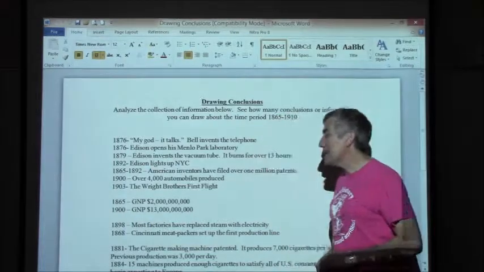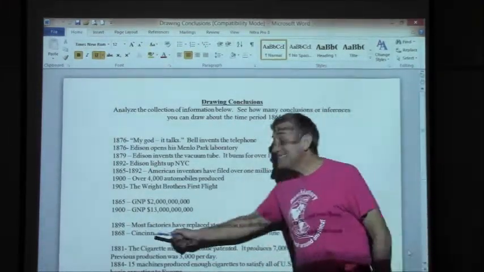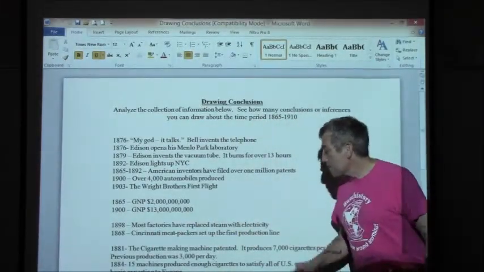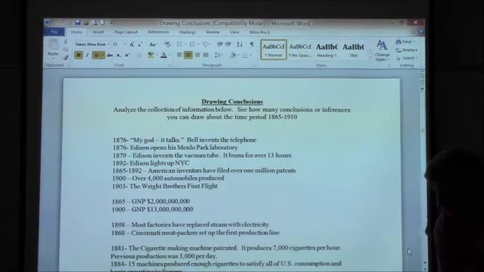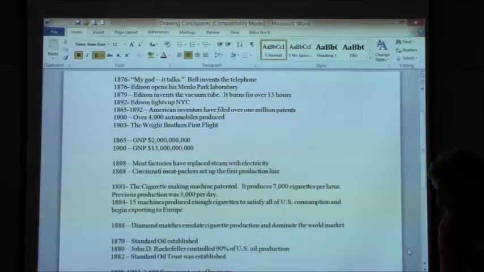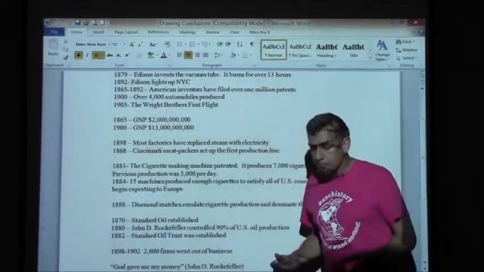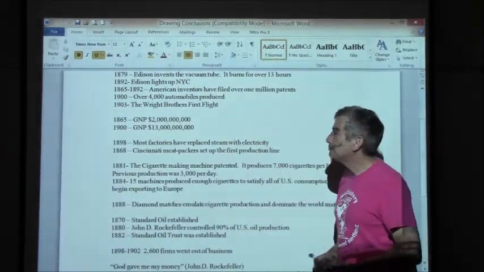In 1898, most of the factories have replaced steam with electricity. In 1868, 30 years prior to that, Cincinnati meat packers set up the first production line. I also call it a destruction line because of the way that the carcasses were treated. The live animal came into the slaughterhouse, and by the time it left, it was hamburger patties.